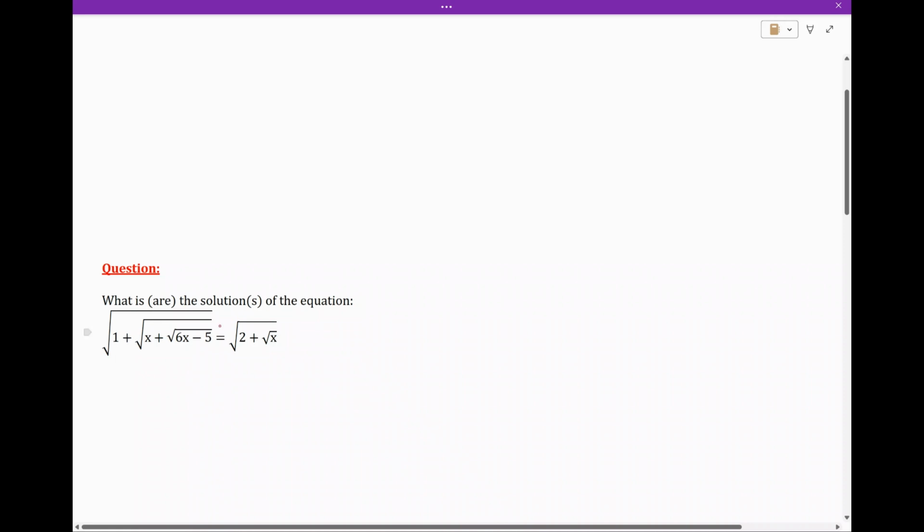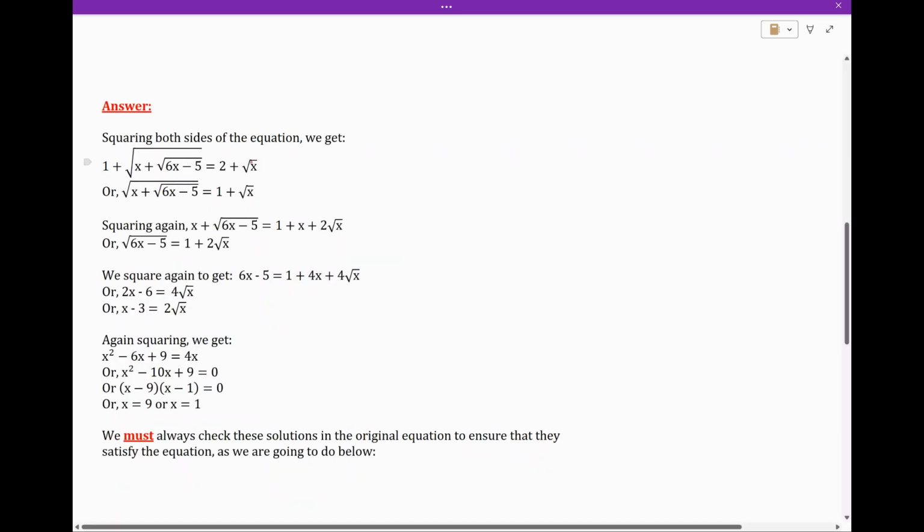What are the solutions of the equation square root of 1 plus square root of x plus square root of 6x minus 5 is equal to square root of 2 plus square root of x? On the left hand side, three square roots are nested one within the other, and there are two nestings of square roots on the right hand side.